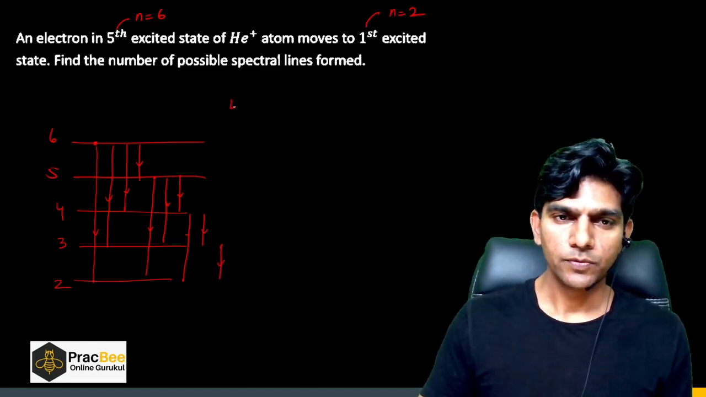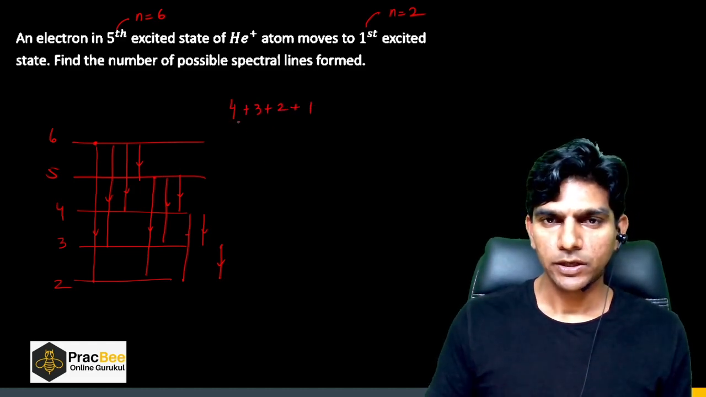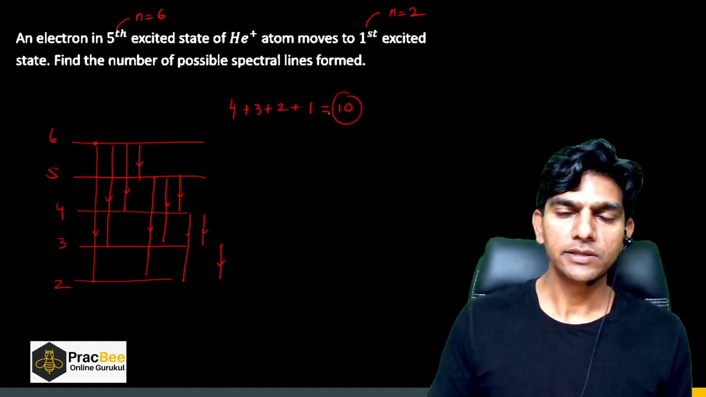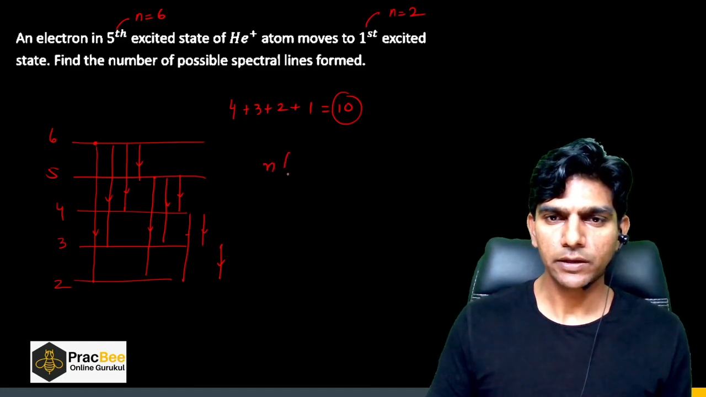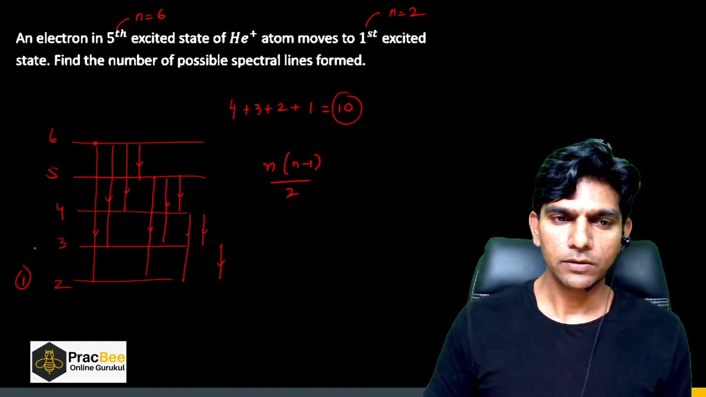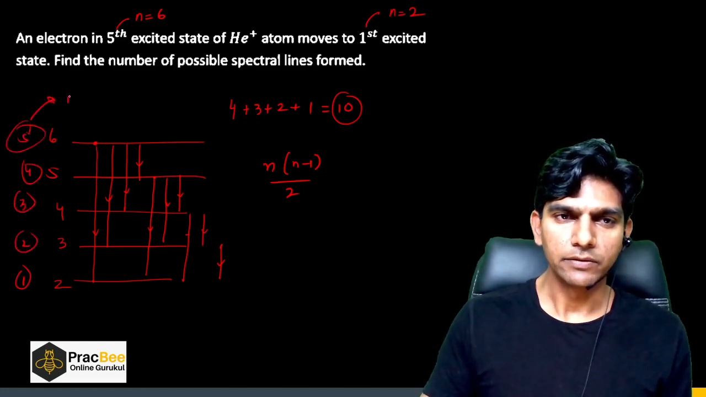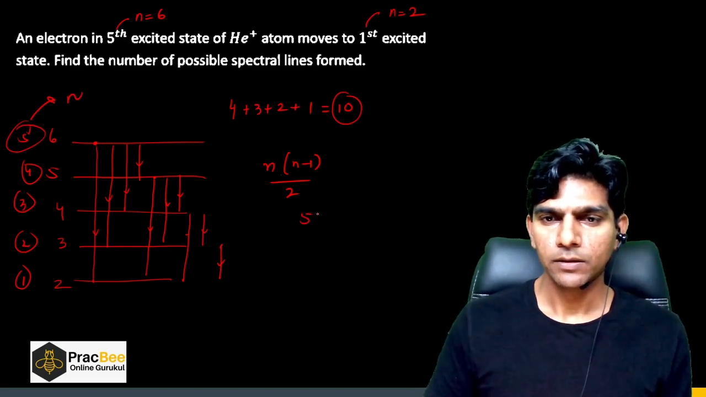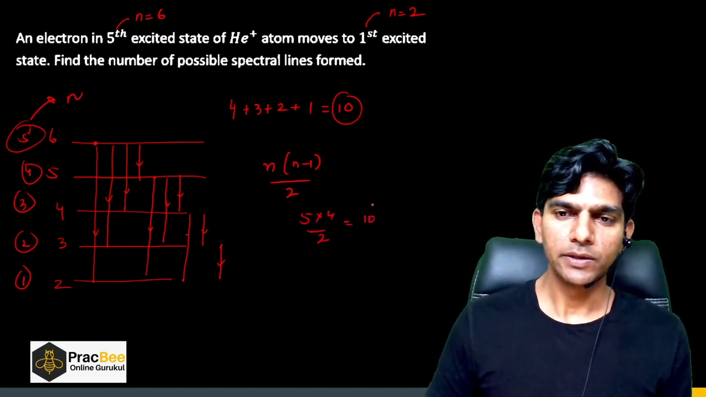So it will be 4 plus 3 plus 2 plus 1, so it comes out to be 10, right? So 10 is the answer. Or there is one more way you can use n into n minus 1 by 2, where what is n? So if this is 1, 2, 3, 4, 5, so this is n, right? 5. So 5 times 4 by 2, so the answer will be 10, right?